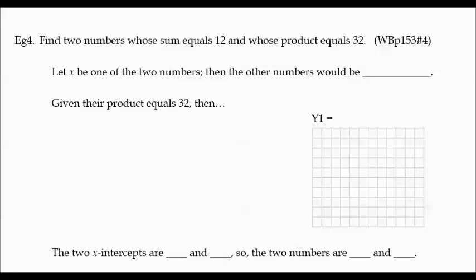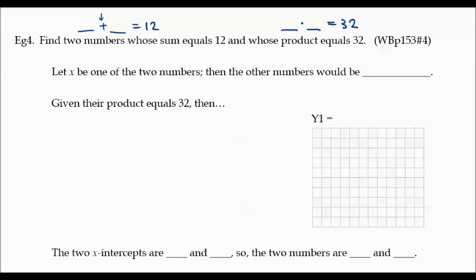So two numbers, this and that. The sum, when you add these two numbers together, the sum equals 12. This is what is given. And then the product, as you multiply these two numbers together, we will have 32. This is what they want us to do.